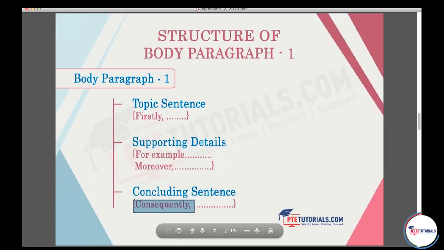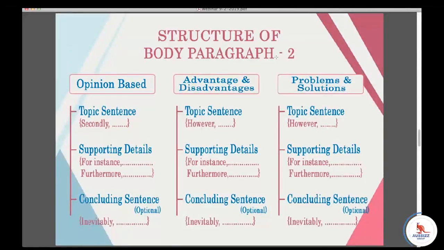Now coming to the very important structure of body paragraph 2. This is very important. Why? It plays a vital role in scoring 90 in written discourse. Some students ask me, once I got 90 in written discourse and the other time I scored 59. What's the reason? And she also told me that she had followed the same structure both times. Yes, that particular student followed the same structure, the same method for writing an answer. But the question differed. She got an opinion based essay once, and might have got an advantages and disadvantages essay in the other attempt. Now let me explain what happens.